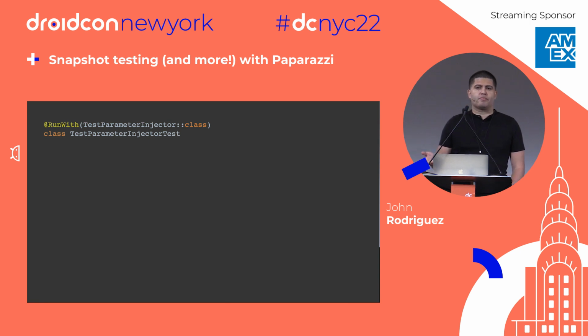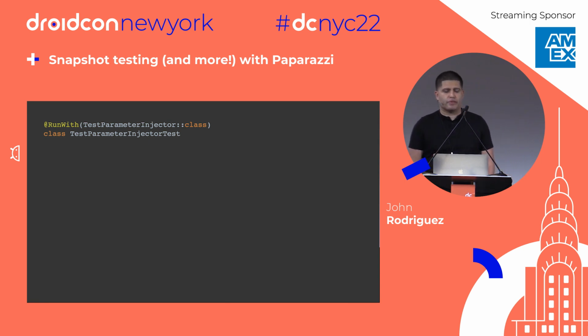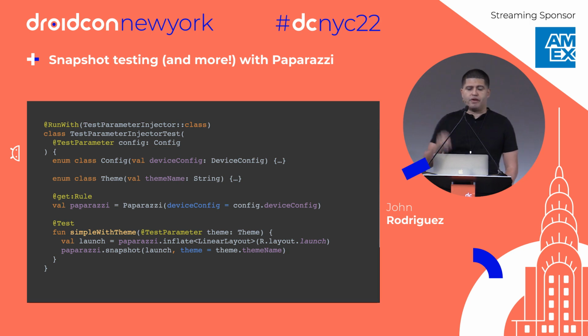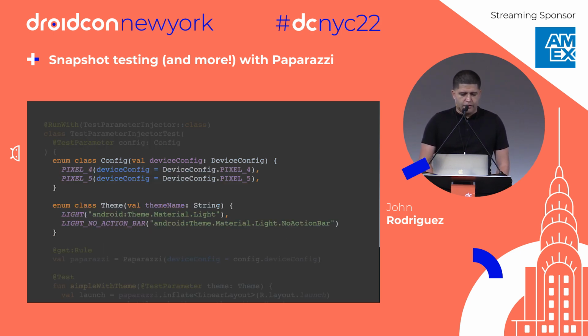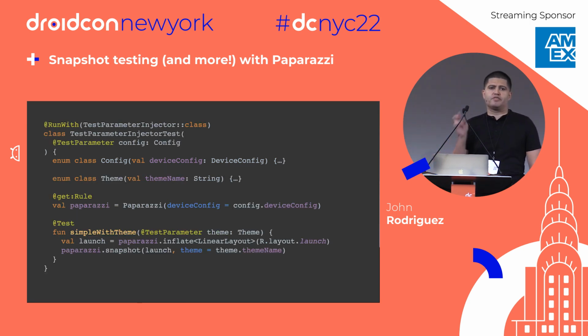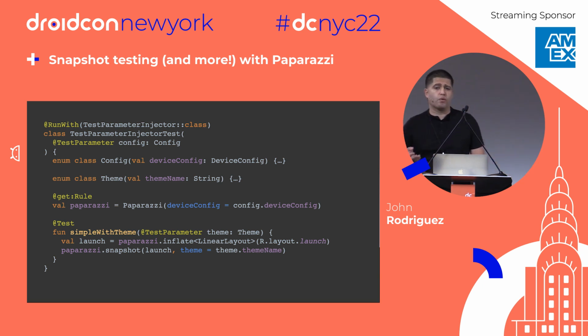Who here is familiar with Test Parameter Injector? Great. Cool library. It essentially allows you to parameterize tests with either enums or value providers, such that instead of duplicating test methods from scratch, you can do things like this. Say you wanted to test multiple device configs or multiple themes, maybe light mode and dark mode. You can set up a Paparazzi test like so, and because you have two enums with two values each, you get the cross product of two device configs and two themes for a total of 4 renderings.